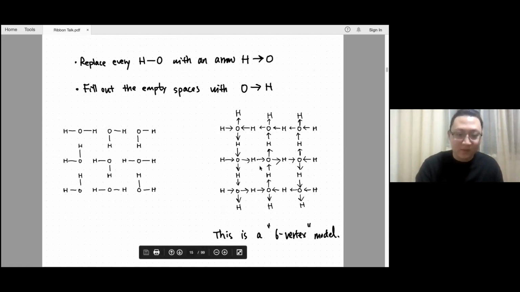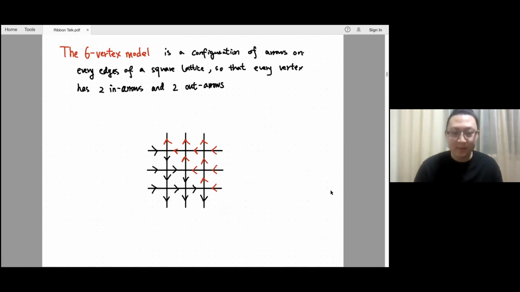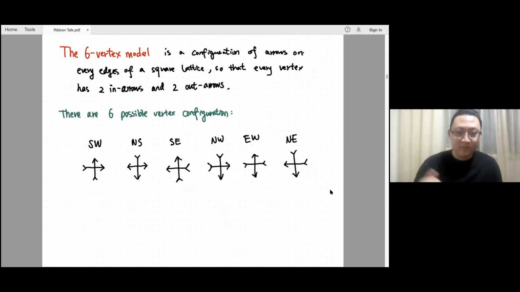And then we're going to get what is called the 6-vertex model, which is basically you have a square lattice, and then we put arrows on every edge of this lattice so that every vertex has 2 incoming arrows and 2 outgoing arrows. So for example, here is an example. If you look at every vertex, they all have 2 in arrows and 2 out arrows. So there are 6 equals 4 choose 2 possible admissible vertices, which are given here.